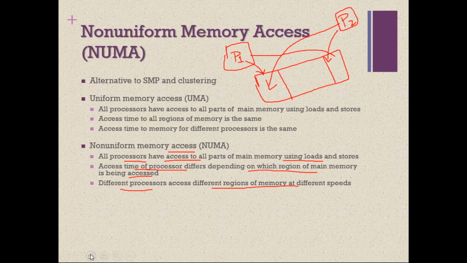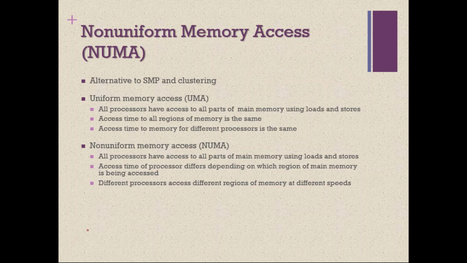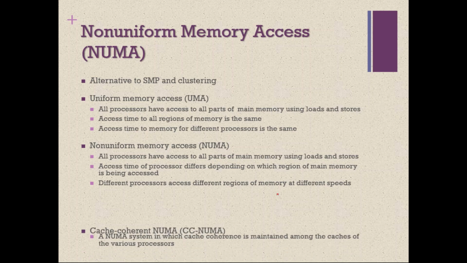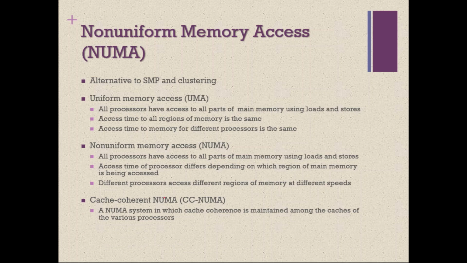So in uniform memory access, all processors can access all memory regions in the same time, whereas in non-uniform memory access, different processors will access different regions of memory at different speeds. There is another third category which is called CC-NUMA. CC stands for cache coherent. It is also a NUMA, that is, a non-uniform memory access technique, where different processors access the memory at different speeds, but it also ensures cache coherence.